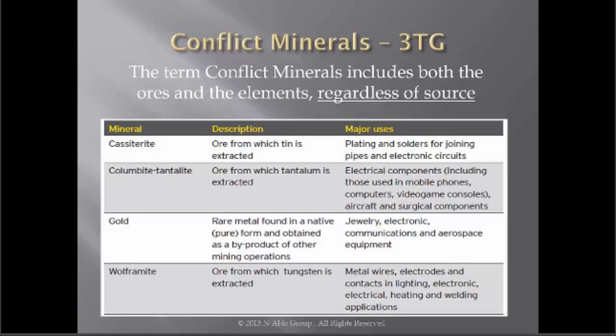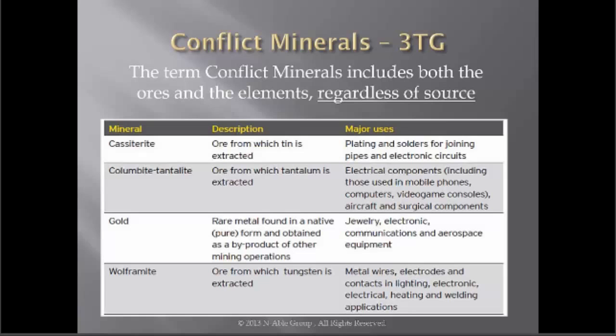So regardless of source, if you walked out in your backyard and you found a chunk of cassiterite, that would be a conflict mineral. Now, you may be thousands of miles away from the DRC, but that is still in the definition of the government legislation, that is a conflict mineral. So if your products contain any of those elements, tin, tantalum, gold, or tungsten, you have conflict minerals in your product.